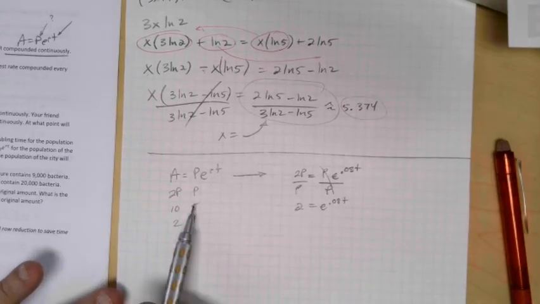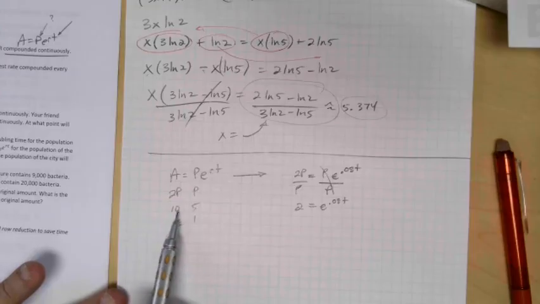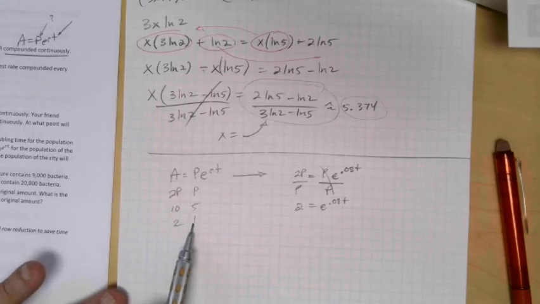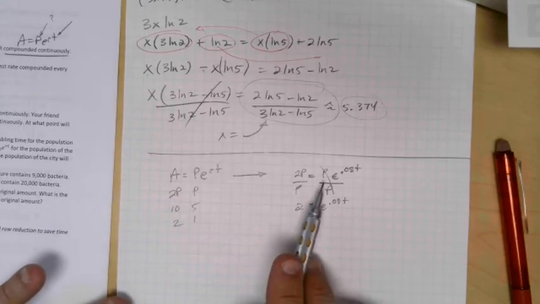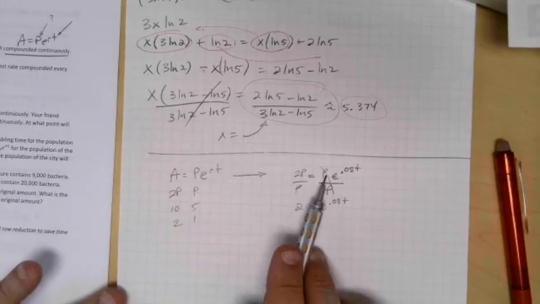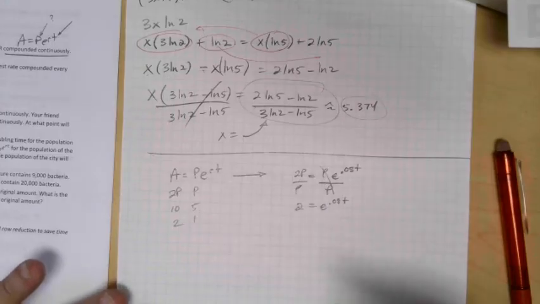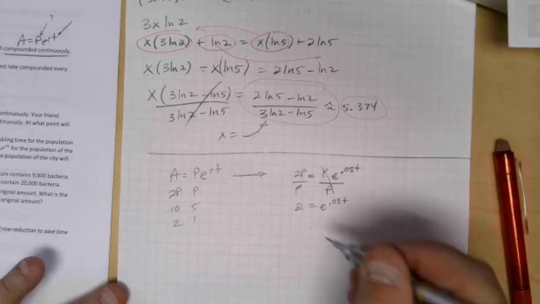See it? If this was 5 and that's 10, you would divide by 5. 10 divided by 5 is 2. This was 1, that would be 2. 2 divided by 1 is 2. So you're going to get this as long as this is double whatever you started with. Doesn't matter. Now this is isolated.